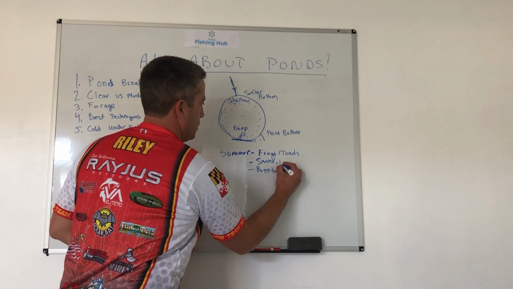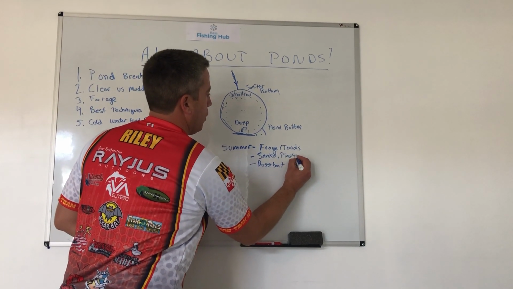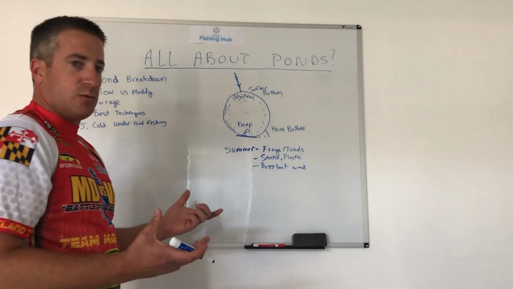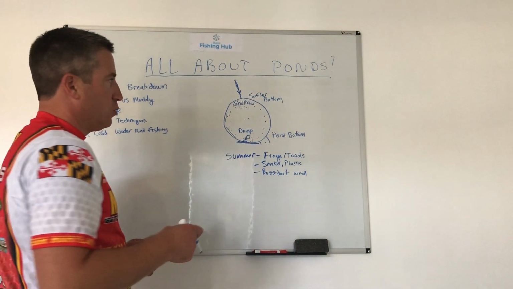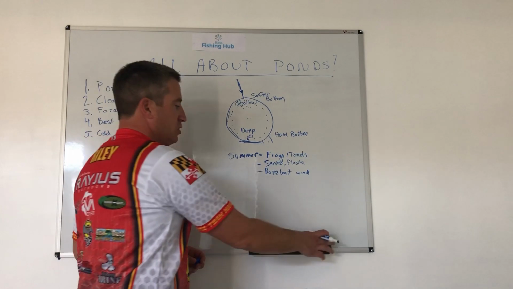Plastic worms are going to be a standby all the time, just a regular Texas rig plastic worm. And the thing about a pond is typically, if you're not catching them, you're not around them, or you've spooked them. So keep moving until you find them.